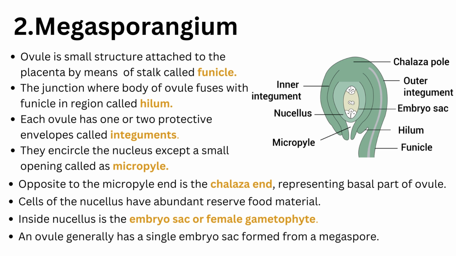Cells of the nucellus have abundant food reserve material. Inside the nucellus is the embryo sac, or the female gametophyte. The small part you see inside the nucellus is the embryo sac. Please do pay attention to the diagram. An ovule generally has a single embryo sac formed from a megaspore.